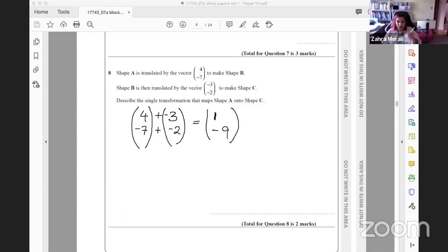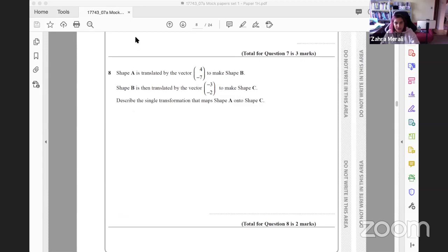So a single transformation means what would happen? Translated (4, -7) means 4 along and 7 down. And then (-3, -2) means 3 the opposite way and then 2 down. So you're doing it all in one go.